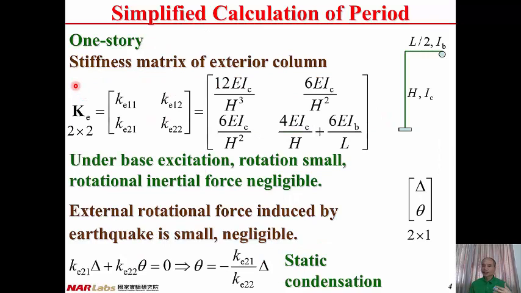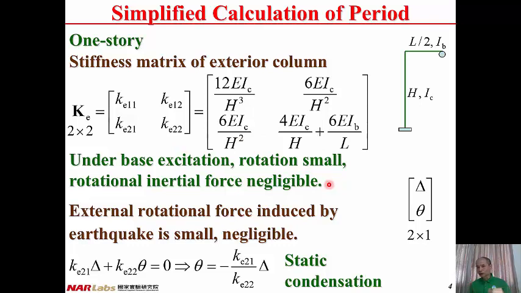And here we consider the exterior column first. From structural theory, we can construct the stiffness matrix of the exterior column. If we want to have a unit lateral displacement, that's the lateral force required at the joint, and that's the moment required at the joint. If we would like to have a unit rotation at the joint, this is the lateral force required, and this is the moment required, so that we can construct a 2x2 stiffness matrix for the exterior column.